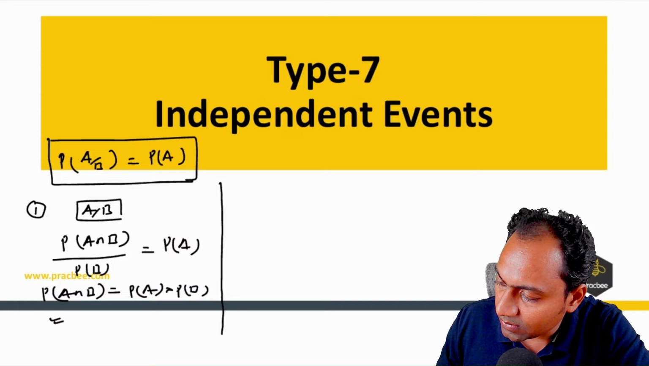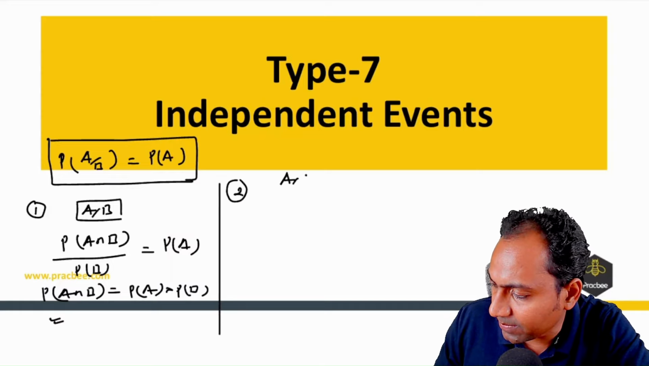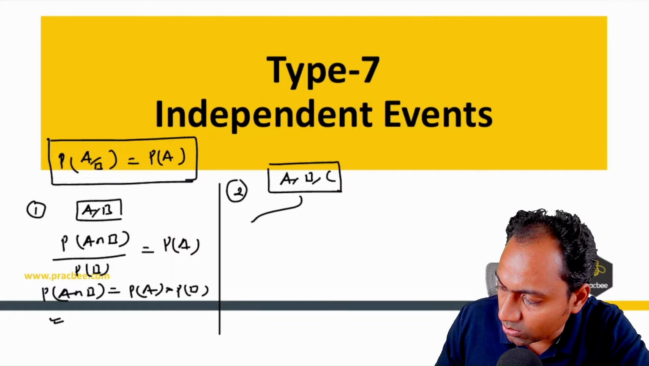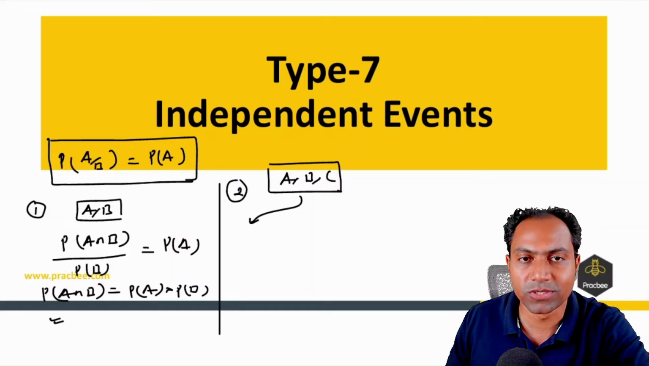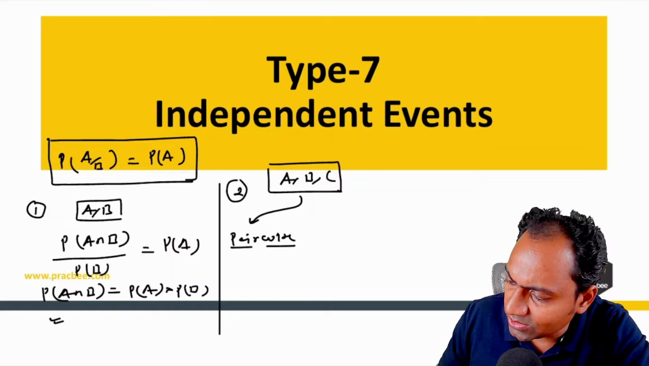Now, there can be another scenario where there are more than two events. Let us say three events, A, B, C. So in these scenarios, there are two different ideas that we are going to discuss. One is pairwise independency. Whenever they use this word pairwise, this means we need to check in pairs.